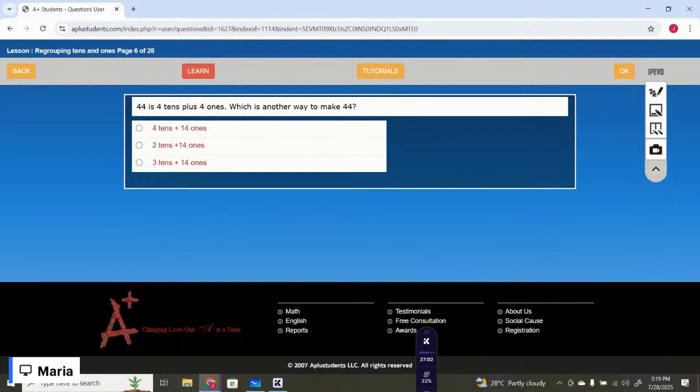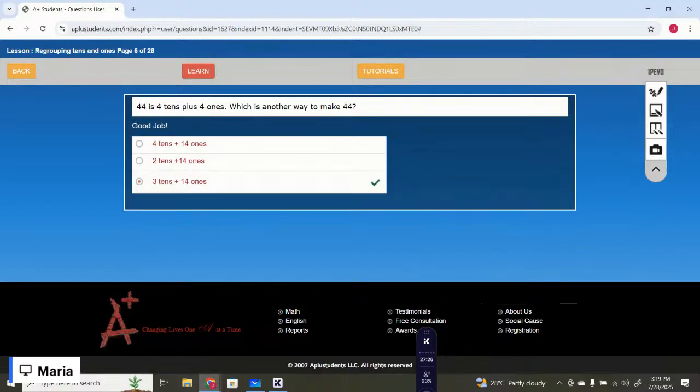Forty-four is 4 tens plus 4 ones, which is another way to make 44. That is 3 tens plus 14 ones. Option number 3 is the correct option.